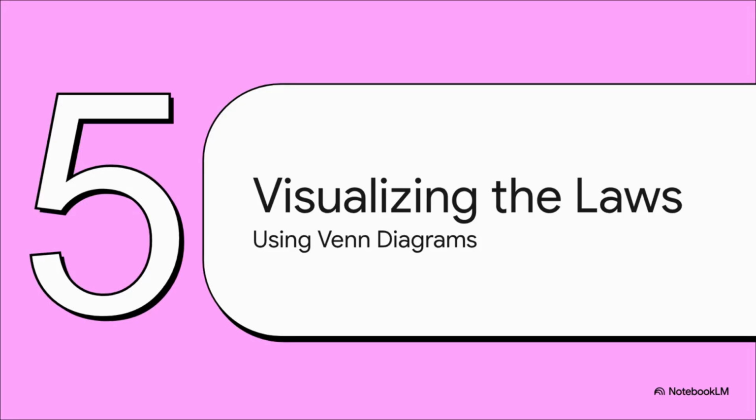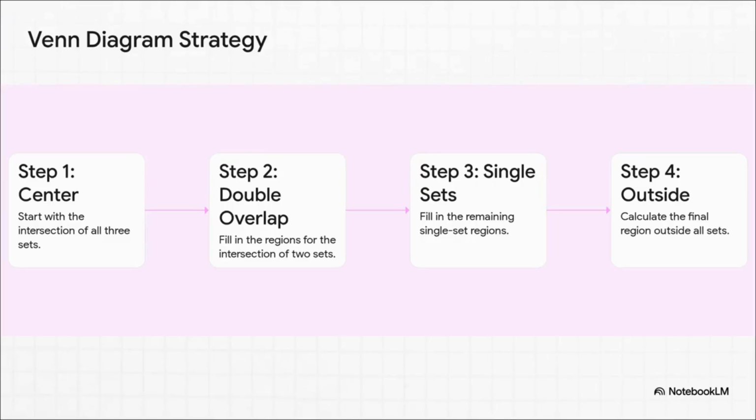So far, we've been all about the symbols and the algebra. But sometimes the best way to really get a feel for set theory is to just see it. Let's switch gears and use a Venn diagram to solve a problem. The absolute key to not getting tangled up in a three-circle Venn diagram is to have a strategy. And the best one is simple. Always work from the inside out. Start at the dead center where all three circles overlap, and then build your way outwards.